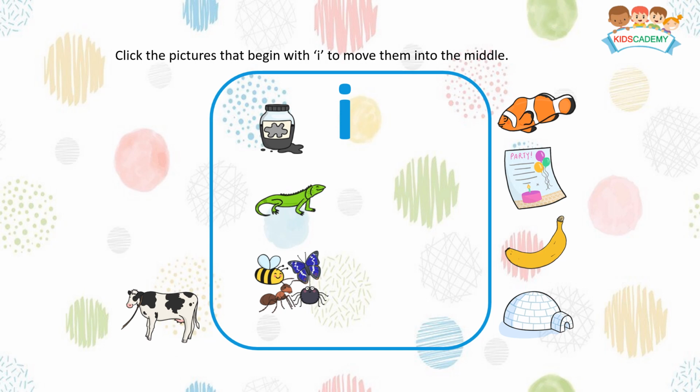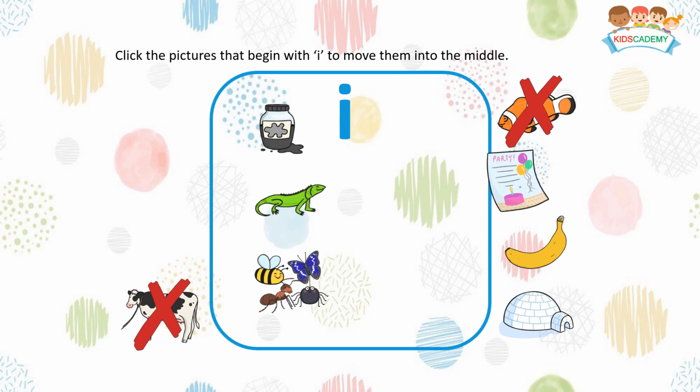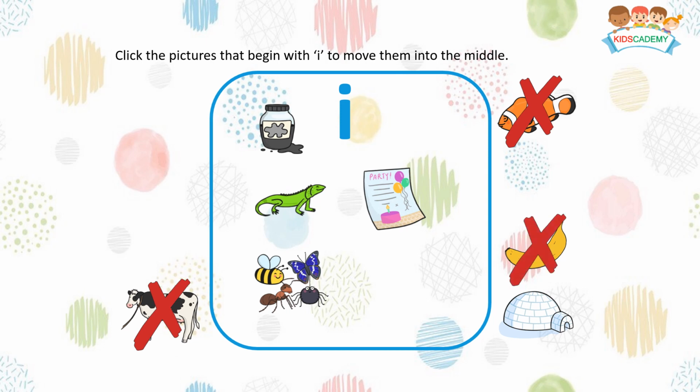Cow. No. Fish. No. Invitation. Yes. Banana. No. Igloo. Yes.